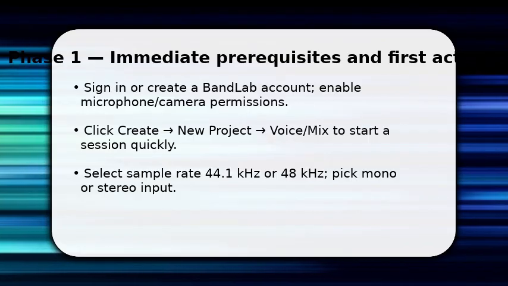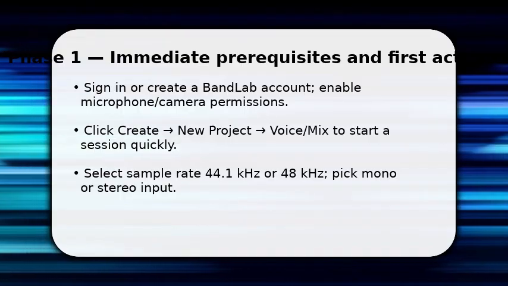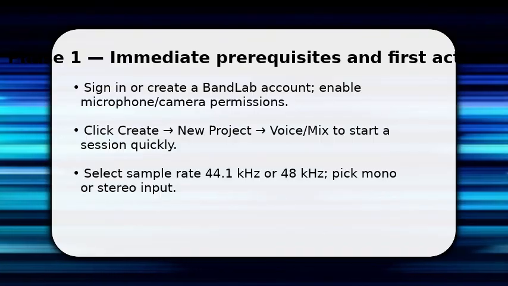Choose your sample rate, 44.1 kHz is standard, and set mono versus stereo input depending on your source. This gets you into a blank timeline fast. It's efficient because Bandlab presets common options, which saves setup time and avoids unnecessary menu hunting.